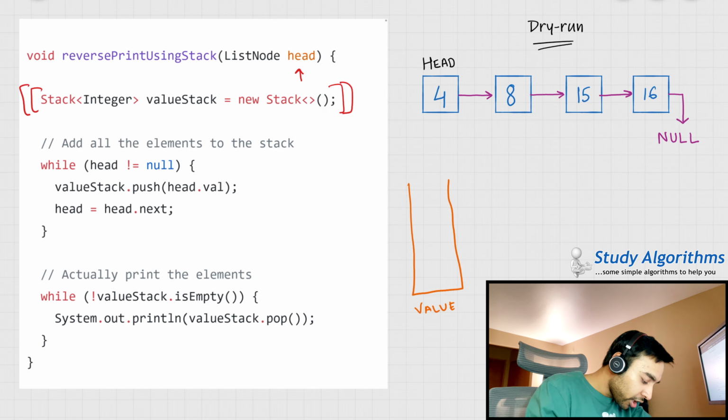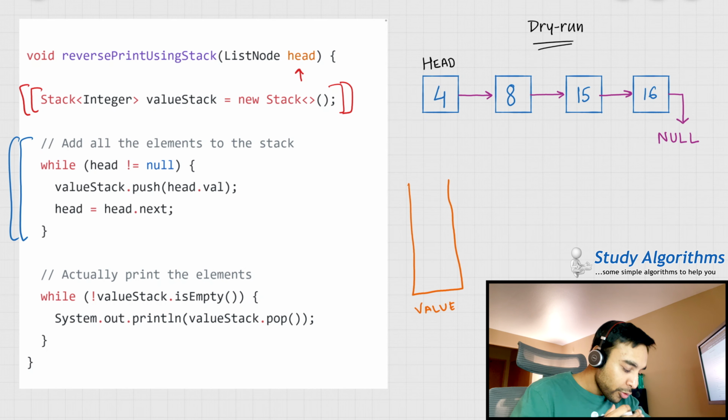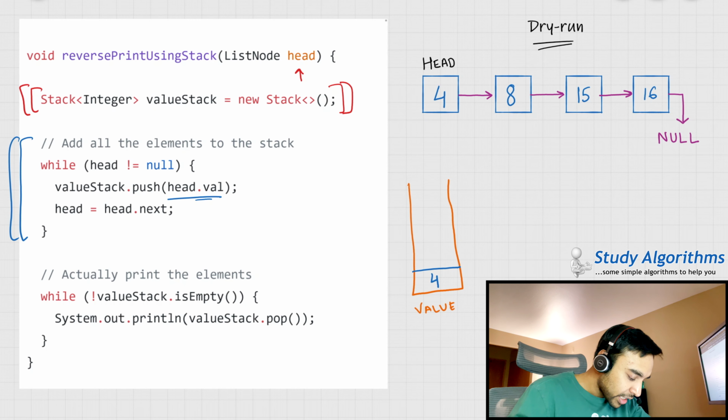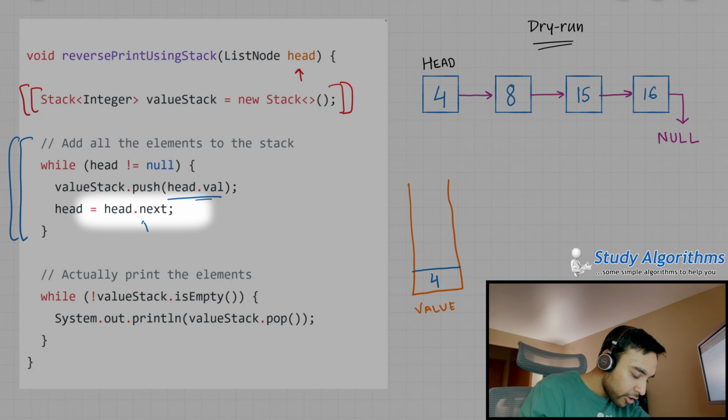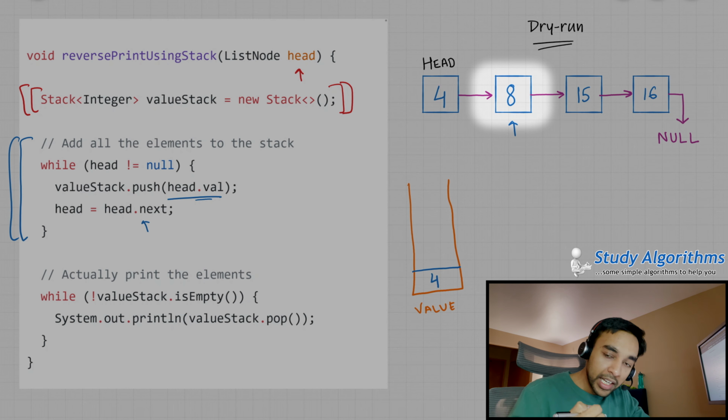Going forward, what I will do is add all of these elements to the stack. To add the elements, I just traverse the linked list in a forward order. So I start from the head and I push the value of the head in my stack. And then I will do a head dot next. So now I am pointing at my next node in my linked list.